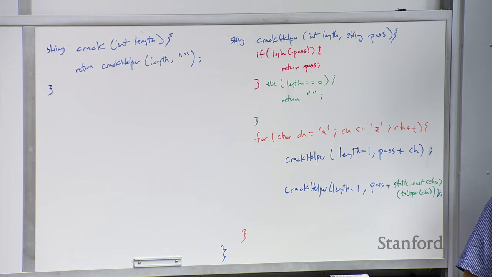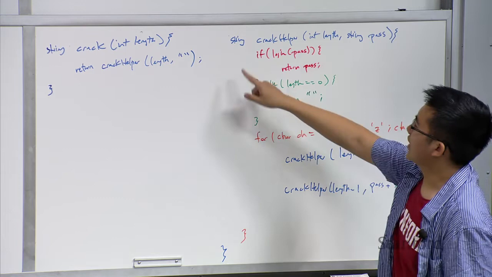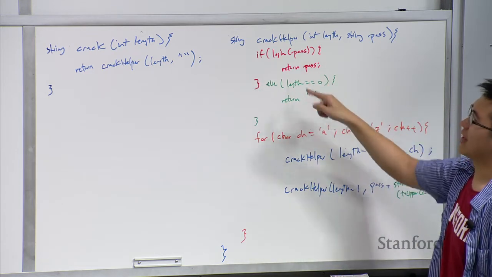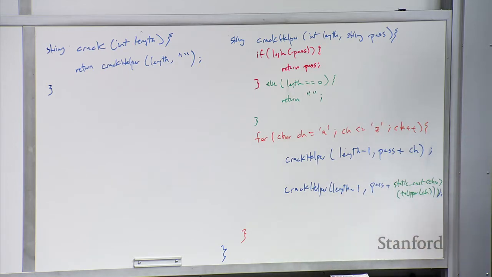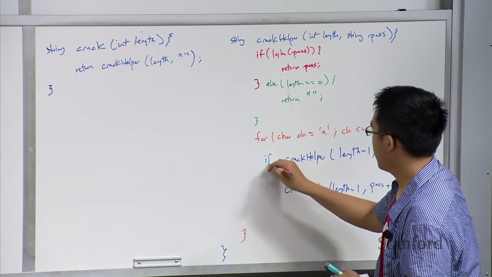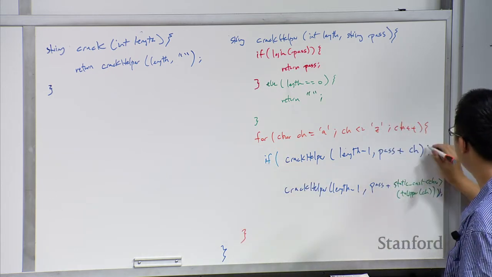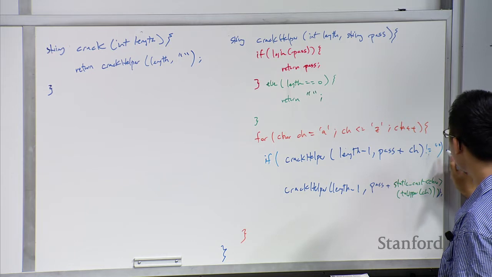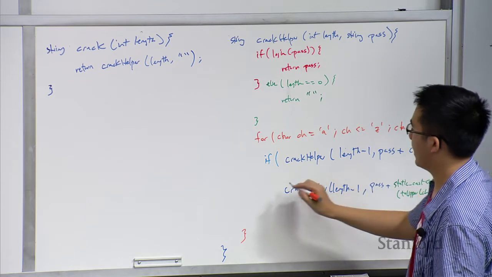Does it return it as a bool, the crack? Currently, we're returning it as a string. So if it's the empty string, that means it didn't find a password. If it's not an empty string, that means it did find a password. Yes? If not empty string, break. Okay. So if it's not an empty string, then you know that it is a password.